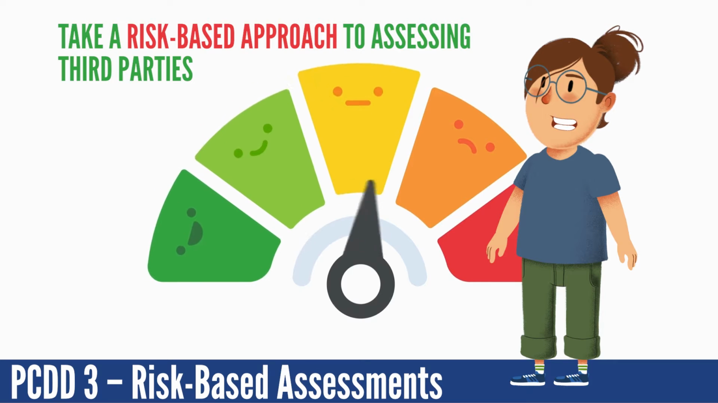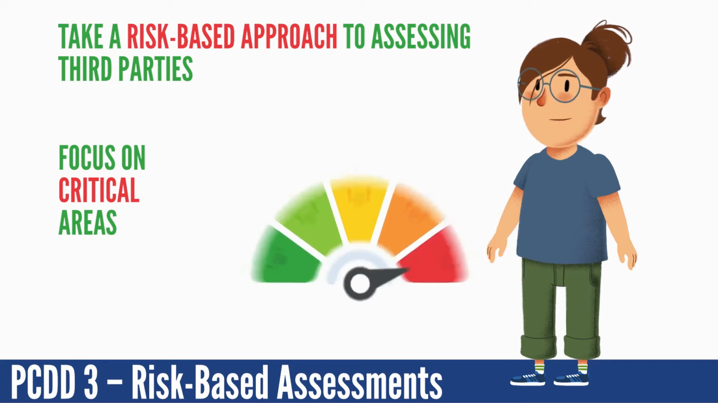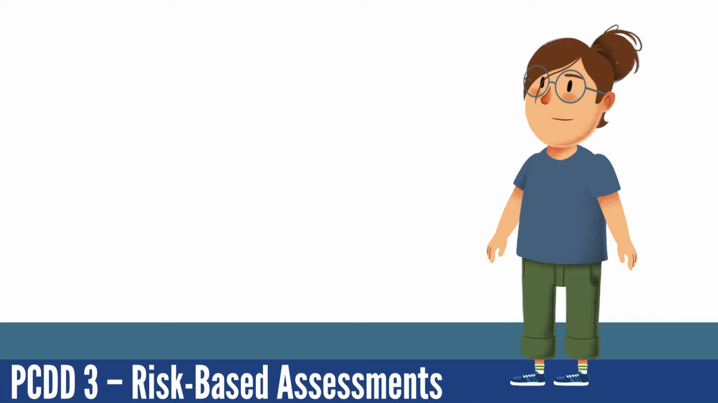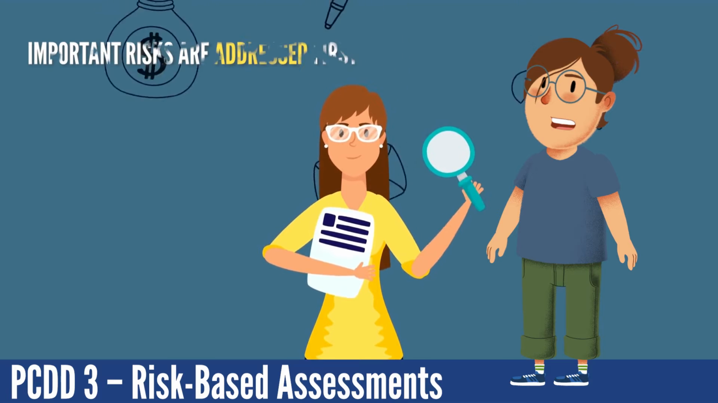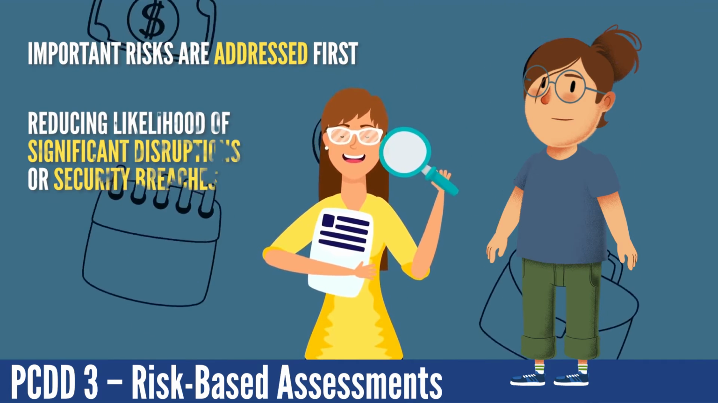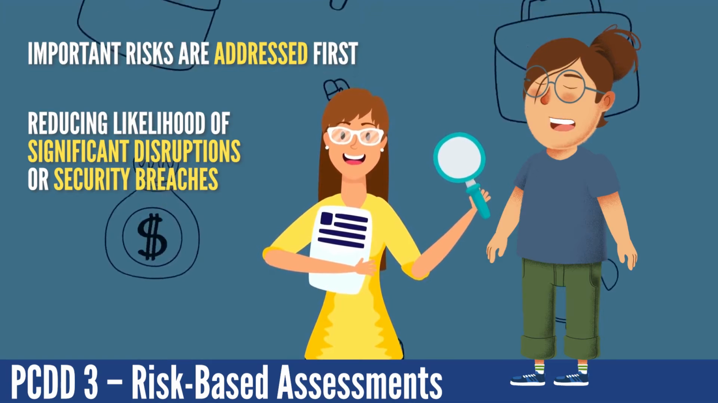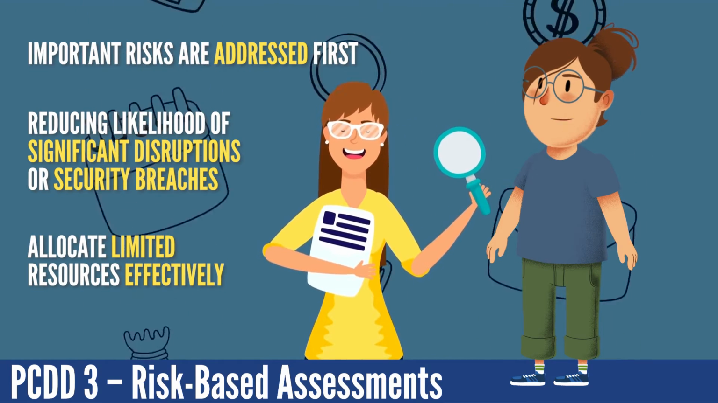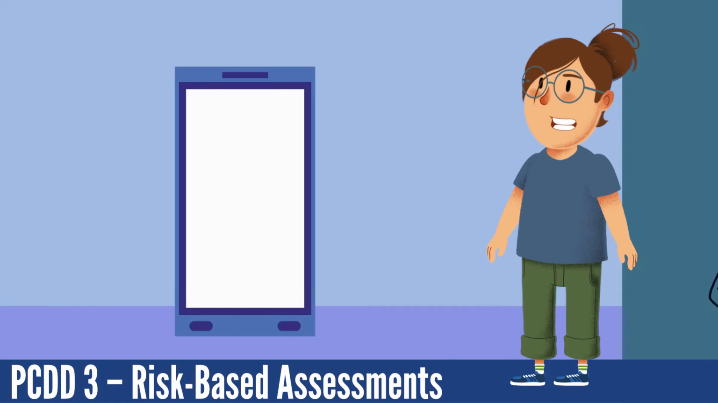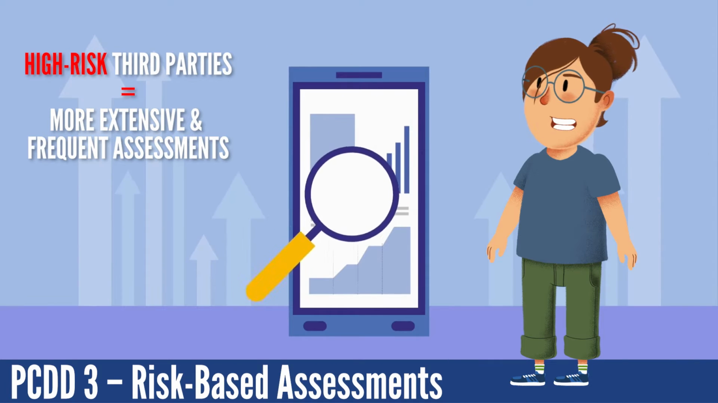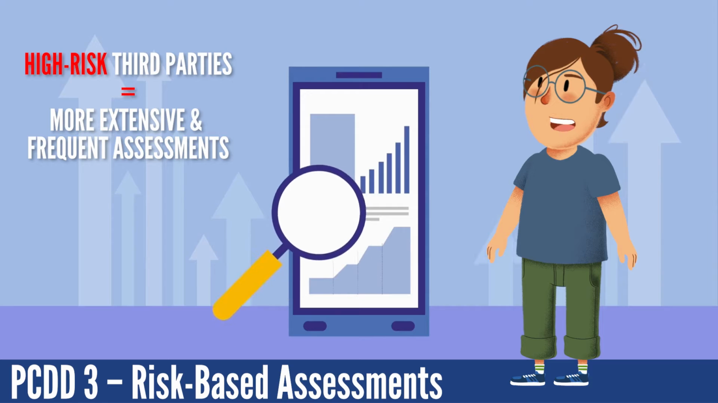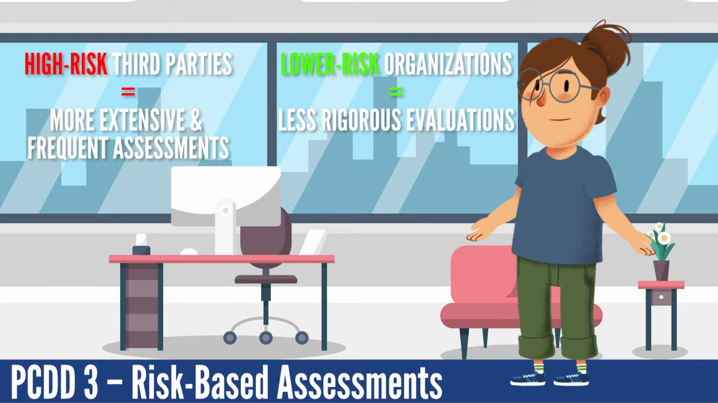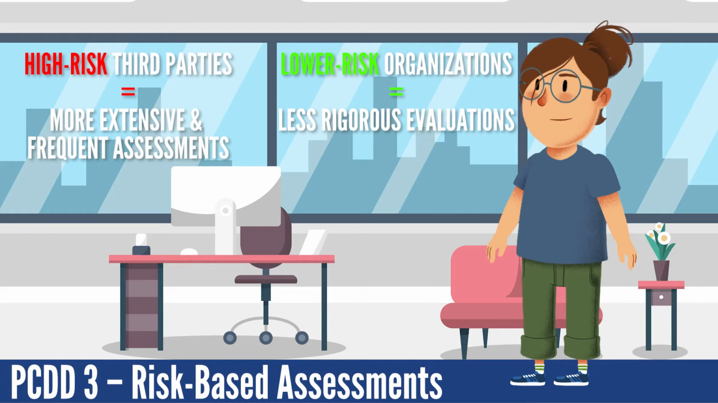This allows organizations to focus on critical areas where potential risks are higher. This targeted assessment strategy ensures that important risks are addressed first, reducing the likelihood of significant disruptions or security breaches. It also ensures organizations allocate their limited resources more effectively. High-risk third parties can receive more extensive and frequent assessments, while lower-risk organizations can undergo less rigorous evaluations, saving time and effort.